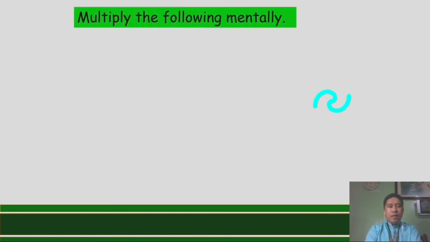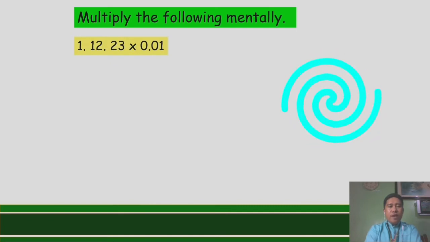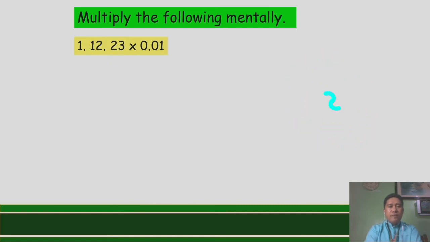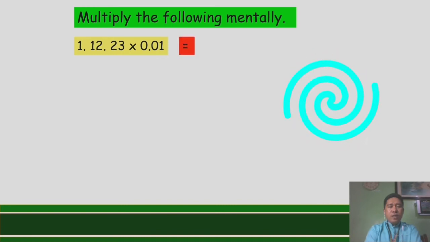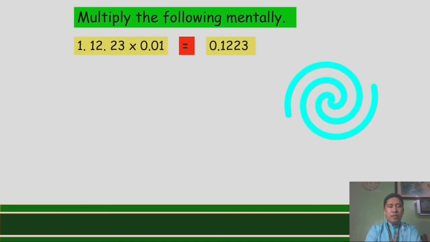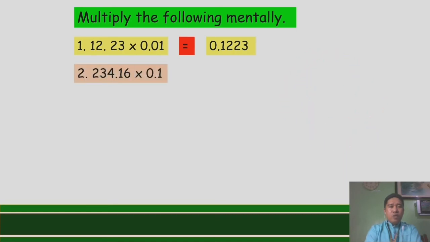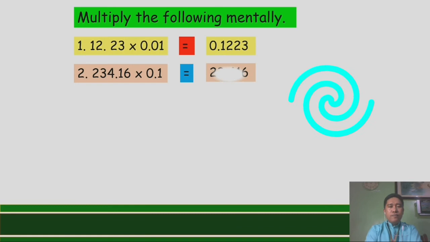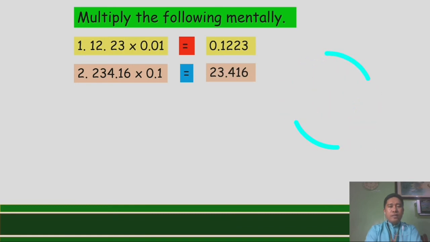I know you have learned a lot in our discussion today. And for our last activity, multiply the following mentally. Number 1. 12 and 23 hundredths times 100. Your answer is 1,223 10,000. You're correct. Number 2. 234 and 16 hundredths times 1 tenth. Your answer is 23 and 460,000. Again, you're correct.